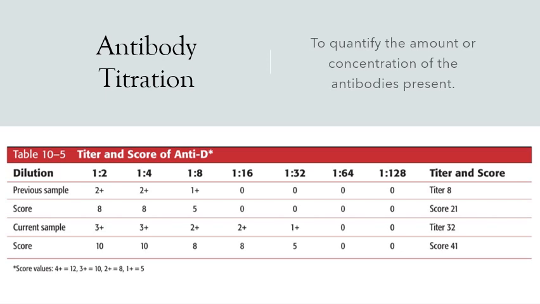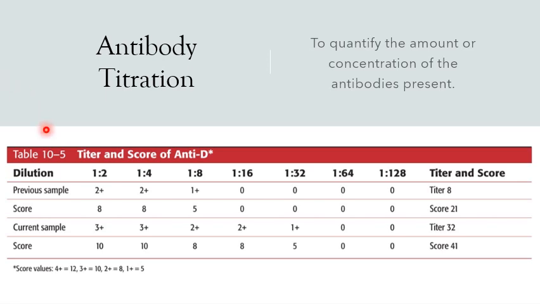The titer level is the reciprocal of the greatest dilution in which agglutination of 1 plus or greater is observed. Previous and current sample should be compared because a 10 or more increase in the score or fourfold increase in the titer is considered clinically significant.